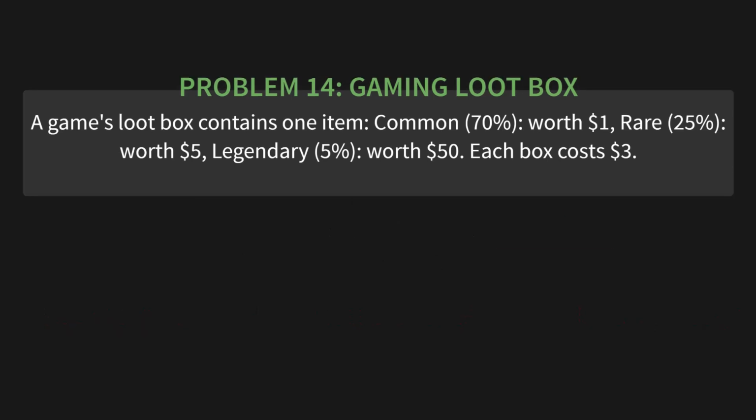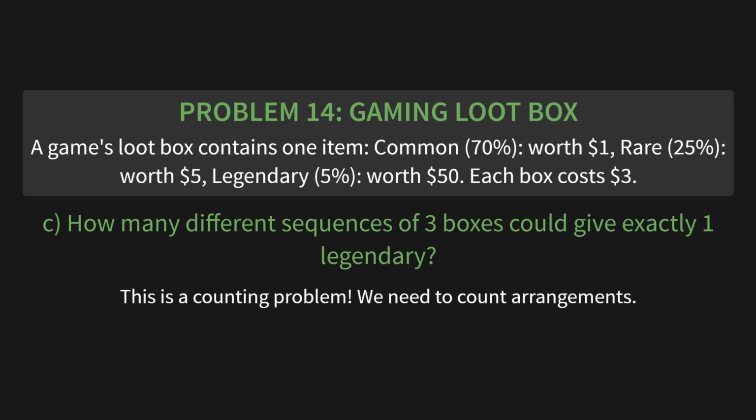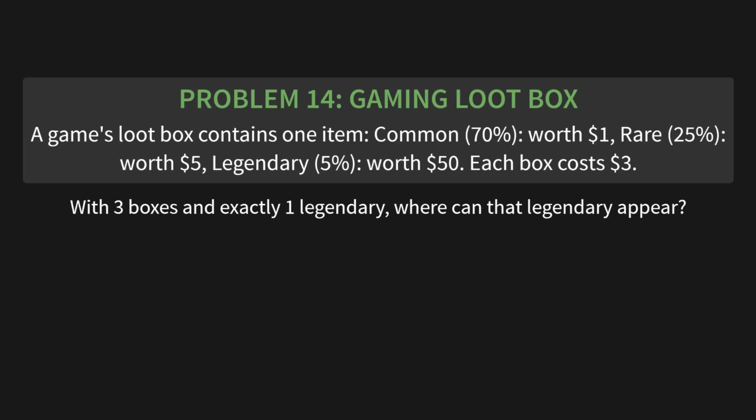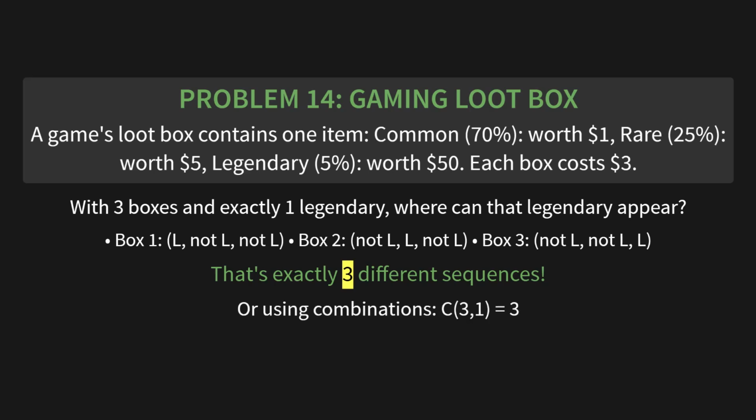Okay, here's a brain teaser. If you open exactly 3 boxes and get exactly 1 legendary, how many different ways could that happen? Think about it. The legendary could be in the first box, the second box, or the third box. That's 3 different sequences. In math terms, we're choosing which one of 3 positions gets the legendary.